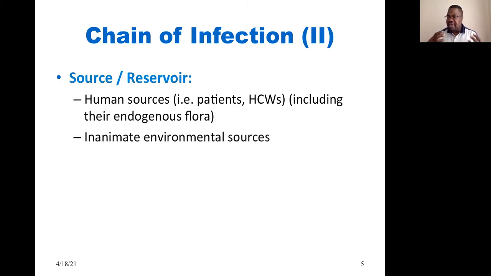So the reservoir can be a patient who is heavily colonized in the hospital, so carries microorganisms, or the healthcare workers themselves can also be the reservoir or the source of the microorganism. Or the reservoir can be inanimate environmental sources. Our environment can be a reservoir. Like in the hospital setting, you have the sink, the mattresses, the equipment, the soiled material, linen, syringes, needles. All those represent reservoirs or sources from which the microorganism can be transmitted.